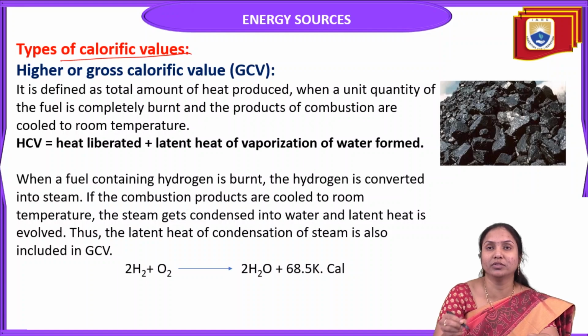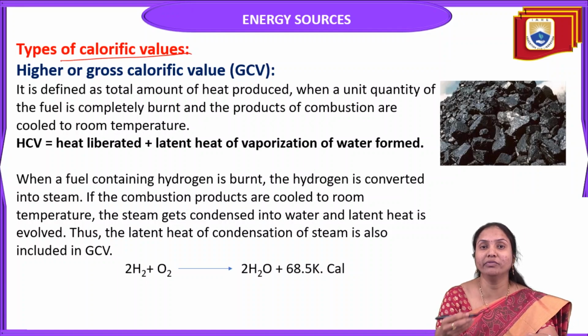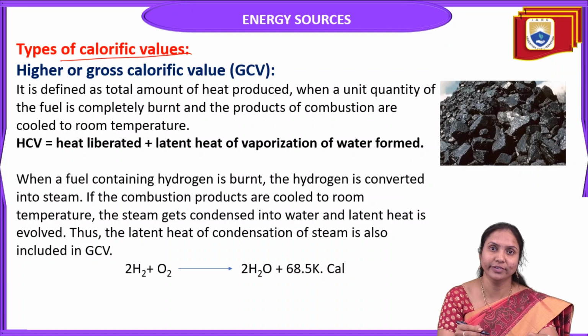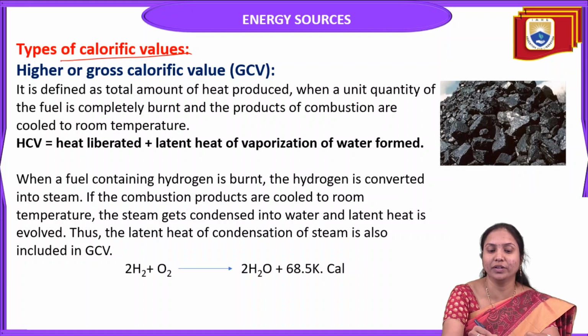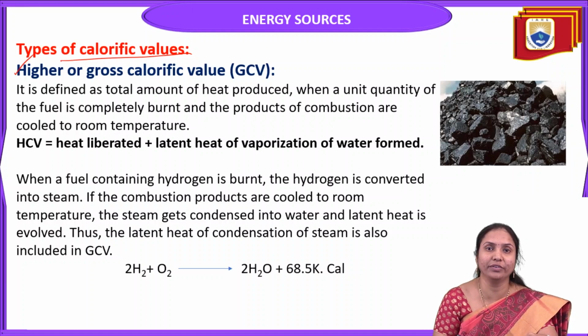Now let us discuss the types of calorific values. What is the meaning of calorific value? It is how much heat is liberated when 1 unit mass of fuel is burned. Here 1 unit means 1 gram or 1 kilogram. The heat liberated during the combustion of 1 unit mass of fuel is called its calorific value. There are two types of calorific value: high calorific value and low calorific value.